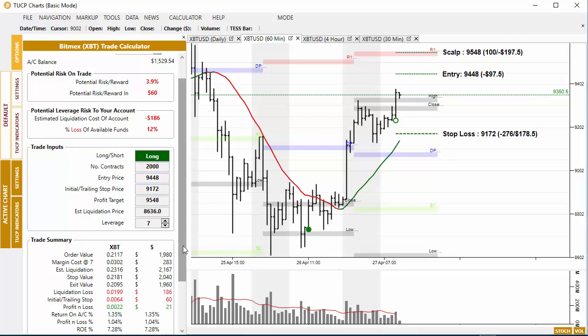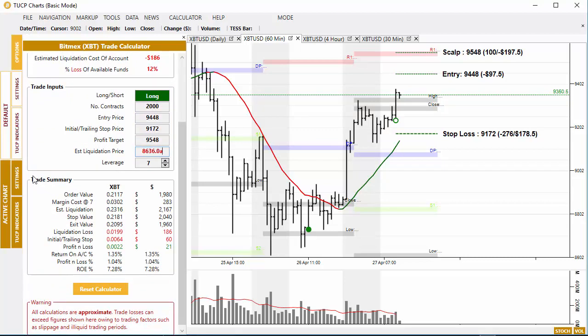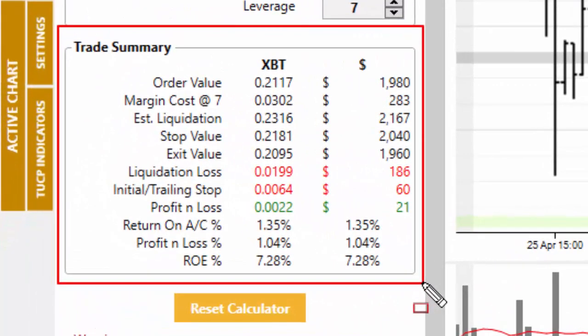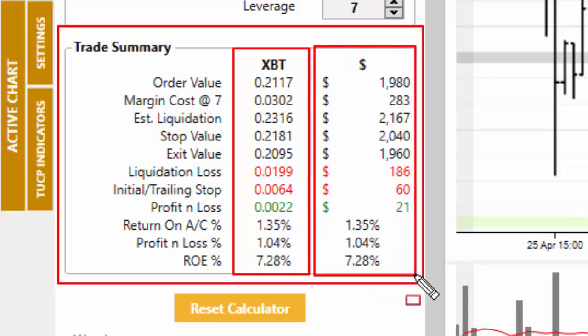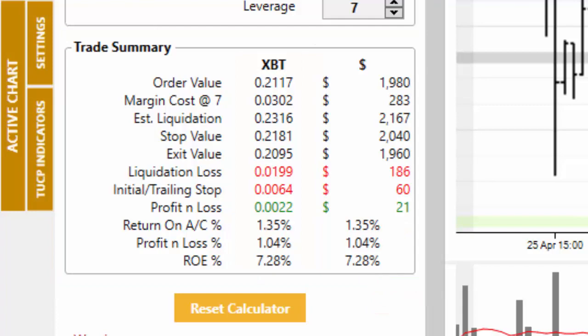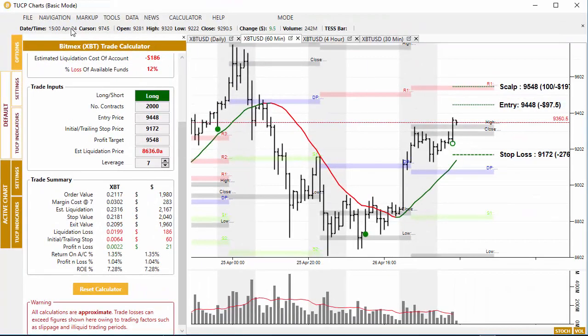So we've taken care of all of that, and then at the bottom we've got a summary of the trade. And this is where the magic happens, really, because instead of trying to see what the figures are in Bitcoin and try and translate it back yourself, the software takes care of it for you, and you can see exactly where you are.